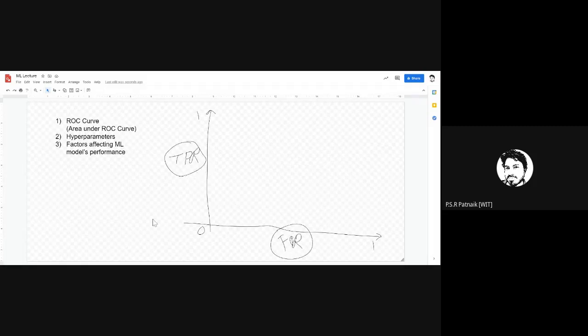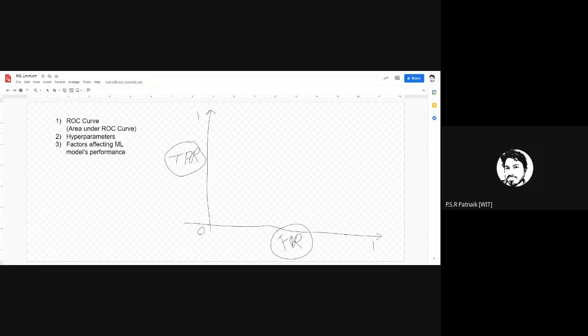So if the threshold is zero, what will be the true positive rate and false positive rate? If there is no difference between the probability that the instance belongs to the right class and the probability that it doesn't belong to the right class, what do you expect the true positive rate and false positive rate to be? Can you guess? Yes, they will be exactly 0.5, 0.5.